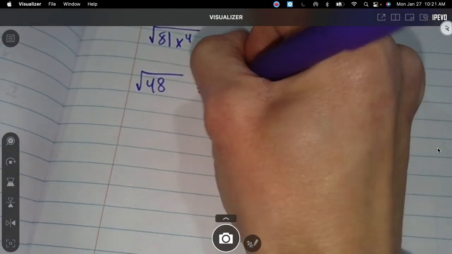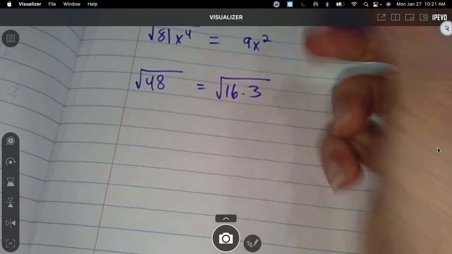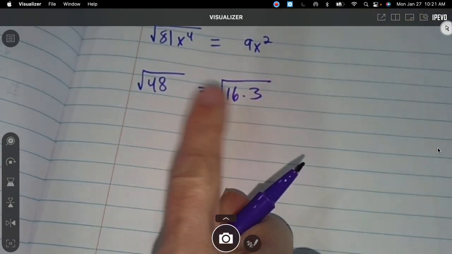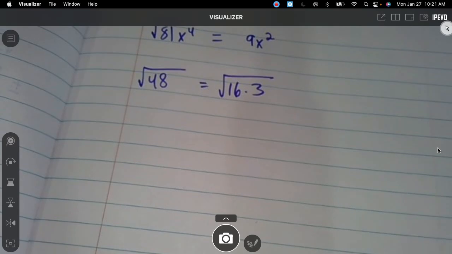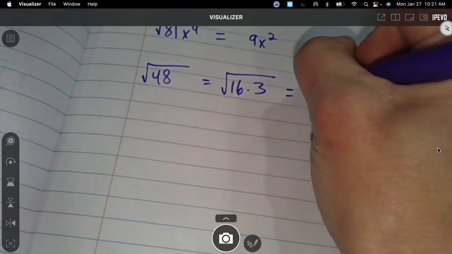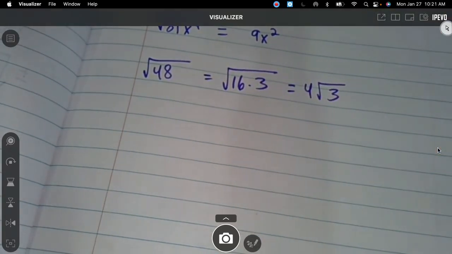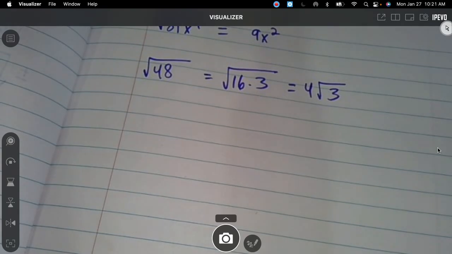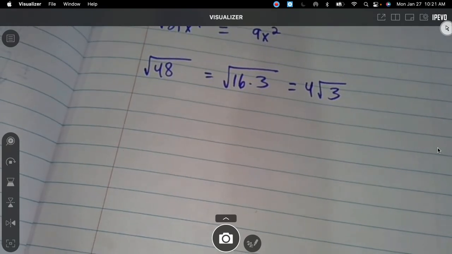So this is 16 times 3. Does everybody agree that's the same thing? What is the square root of 16? 4. And then what do you do with that? You leave the square root of 3. So y'all already know all of this. What if I have a cube root one?